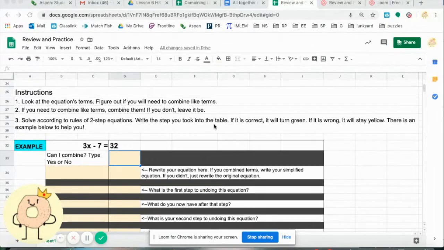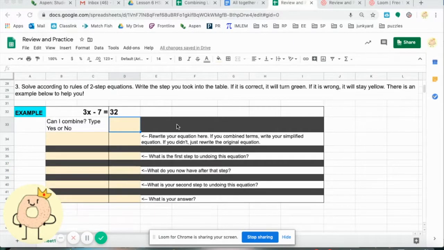I write the step I took into the table. If it's right, it'll turn green. If it's wrong, it's going to stay yellow. And there's an example below to help you. This example will be filled out in your assignment. We're going to work on it right now so that you know how to enter your answers for the problem that you need to solve.